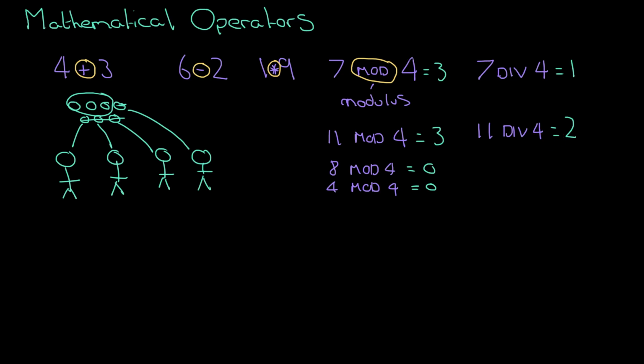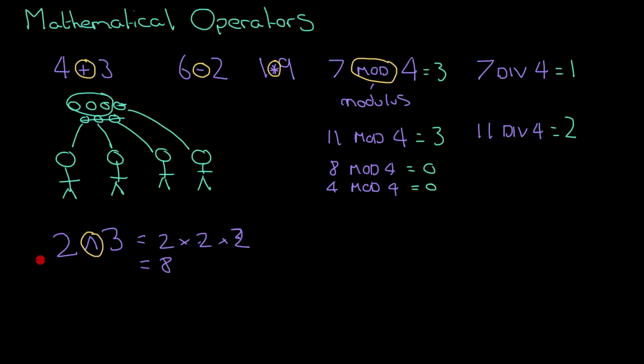Okay, last mathematical operator we need to worry about is this funny little sign. Let's make it easy for me. 2, and then this funny little sign, 3. That is the exponent, or you might know it as to the power of. So 2 to the power of 3, that would equal 2 times 2 times 2, which is 8 in this example.